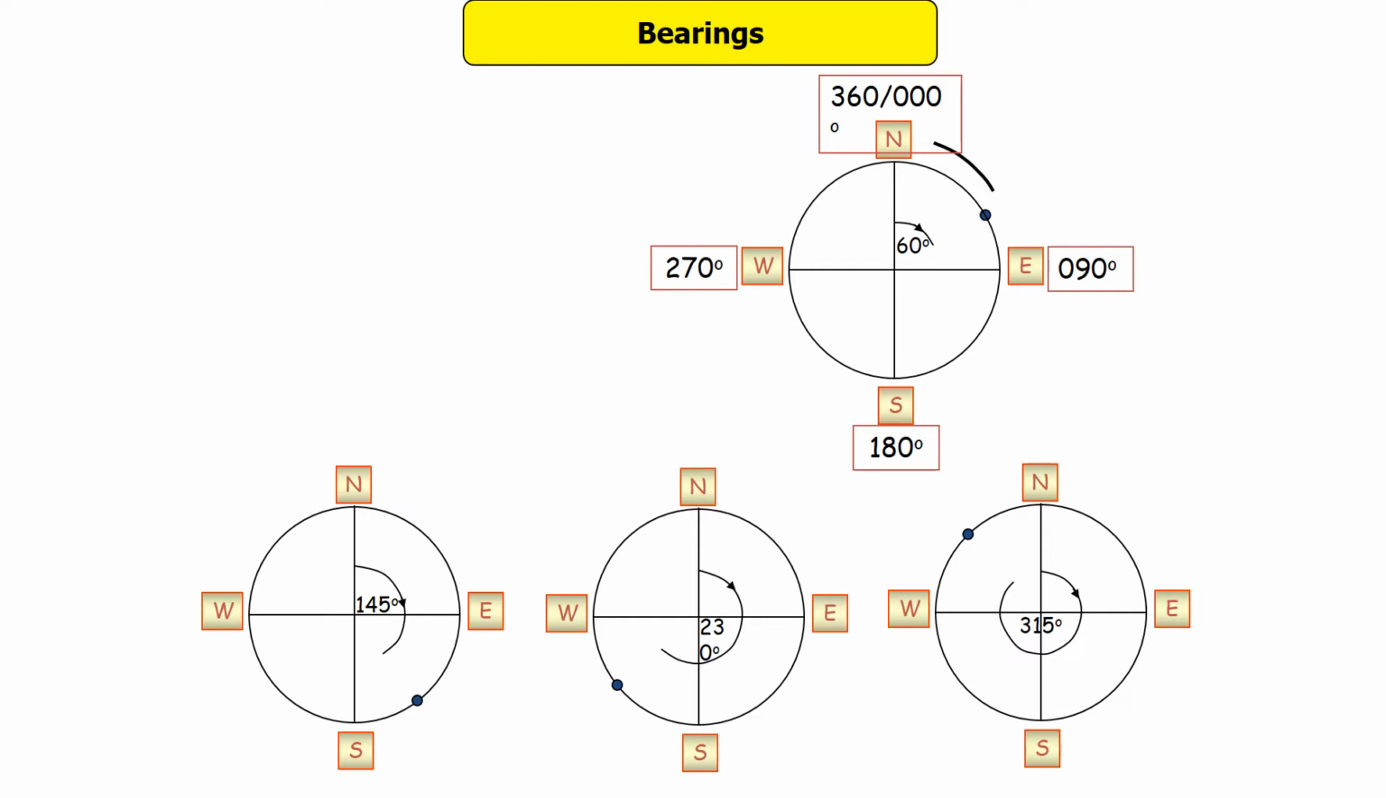Next, a bearing of 230 degrees, and again we're coming from north, so we start at that north line and we come all the way around to the measure of the bearing or the angle that we're referring to. And the final picture there, coming from north again on a bearing of 135 degrees.